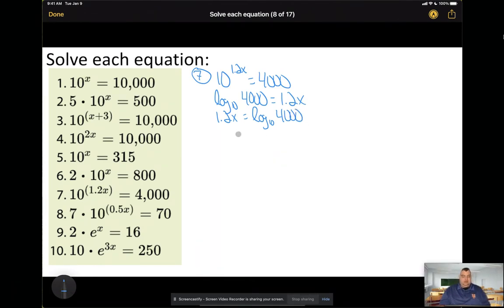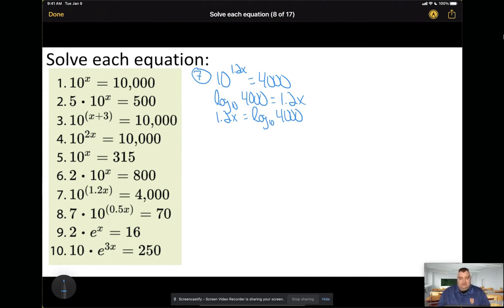Okay, so now I have to solve for x. If I look at this log base 10 of 4,000, is that going to be a whole number or a decimal? We should know that this is going to be a decimal. There's no way I could raise 10 to a power and get an answer of 4,000. So I'm going to leave this in log form again.